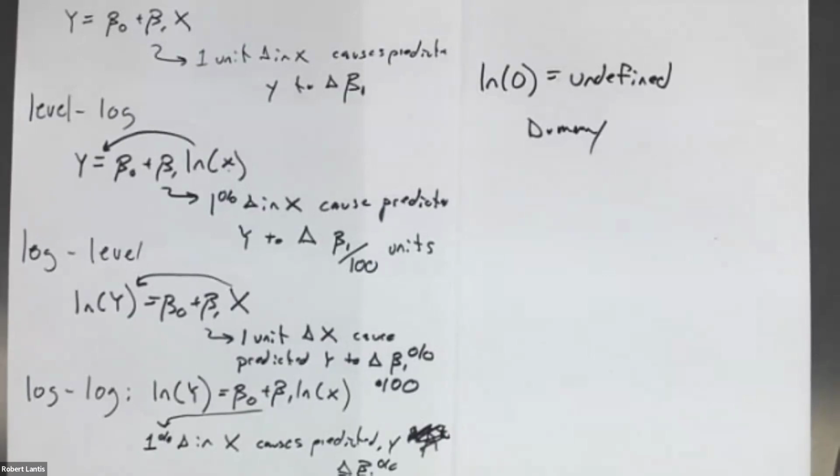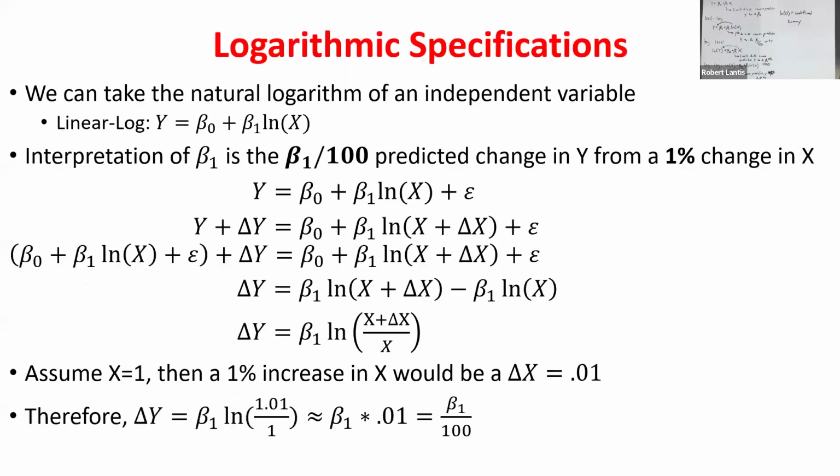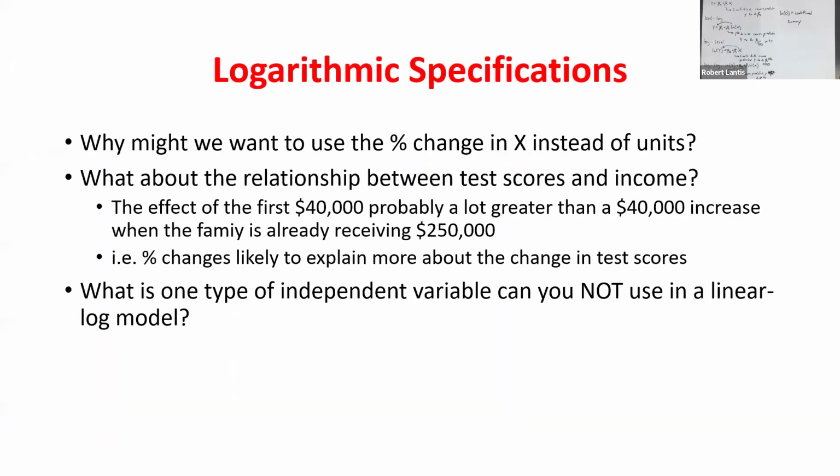All right, so just to look at some examples, and I don't think we worked through all of these. This was the reason why we have to divide by 100 if we use a level-log or linear-log model. I'm not going to make you reproduce this. We just have to know that when we're doing that, we divide by 100, going from percent to units. We already talked through this. We can't use categorical variables. Why might we want to use percentages?